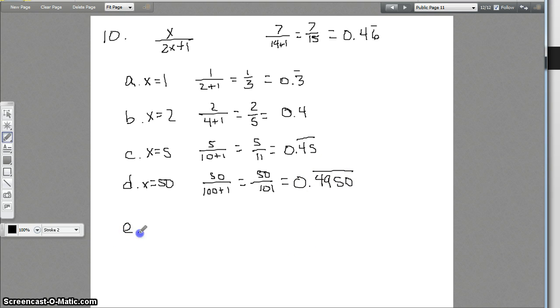Okay, so question E is, what happens to the value of x over 2x plus 1 as you increase x? Well, we went from 0.3 to 0.4 to 0.45454545 to 0.4950 repeating. So we know that what we're going to end up with is we have an increasing value. So we will say that it increases. Okay, so that is it for this lesson. You should work problem number 17 now, and we are done.